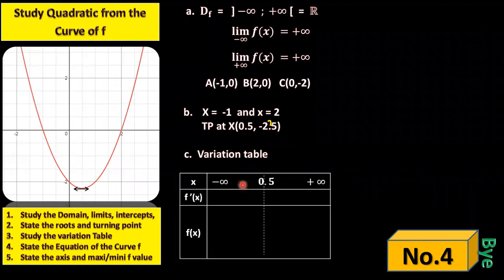Then C, to study the variation table. So for the variation table, we know that the domain is from negative infinity to positive infinity. We have a turning point at x equals 0.5, so we include this line. From here, we see that before this turning point, the curve is decreasing, it's coming down. So the value of f prime here is going to be negative. At this turning point, we have 0, because at a turning point, f prime is 0. And then after this turning point, the curve is increasing.